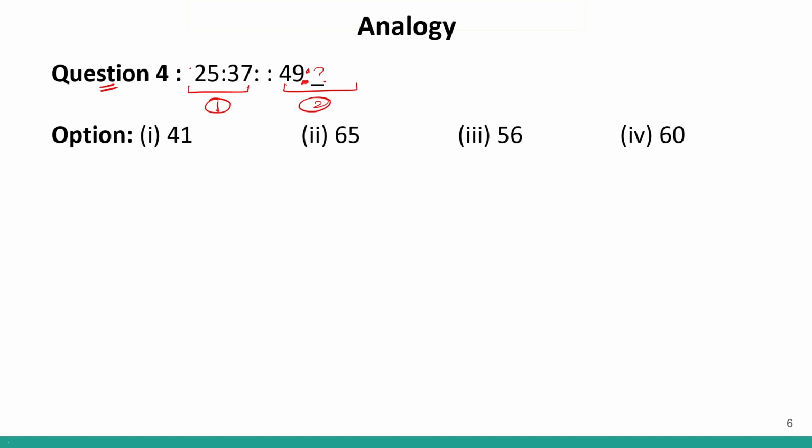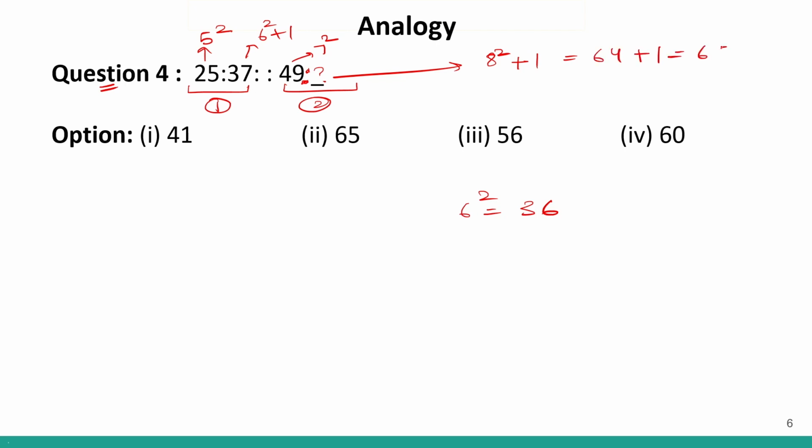Now if you remember, 25 is basically 5 square and 37 can be written as 6 square plus 1. How? 6 square is 36. So here we have a number, we have squared it. Then the next element is basically the next number square plus 1. So 49 is 7 square. So the next number will be 8 square plus 1. What is the value of 8 square? 64. So plus 1 will give me 65, which will be the answer. 65 will be the answer which is given in option number 2. Okay. Option number 2 is the answer.